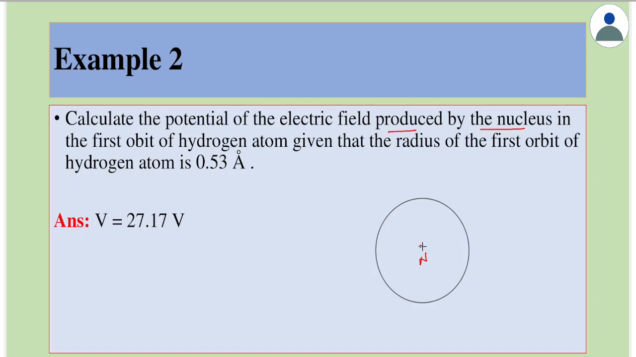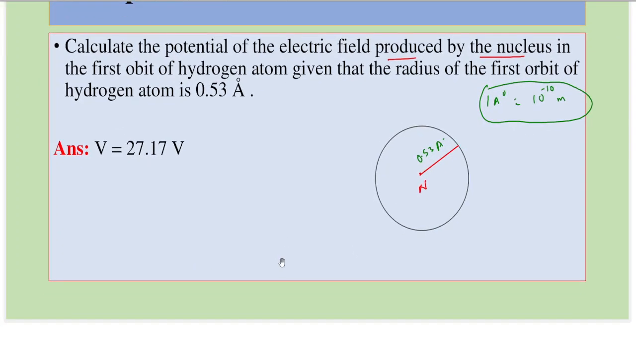The distance between the nucleus and the first orbit, so this distance here, is given as 0.53 angstrom. 1 angstrom is equal to 10 power minus 10 meter. The radius of the atom is measured in terms of angstrom only, so remember this connection. We need to find the potential at this point.